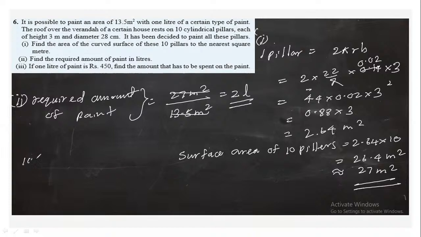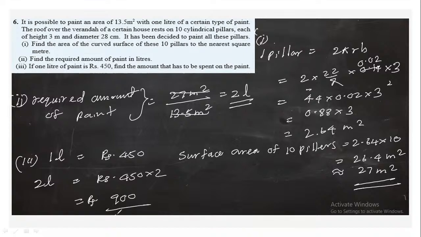Then the third part. If 1 liter of paint is 450, find the amount that has to be spent for the paint. 1 liter equals 450, then 2 liters equals 450 into 2, that is 900 rupees. This is the third part and this is the first part, right? Next question. Question number 7.